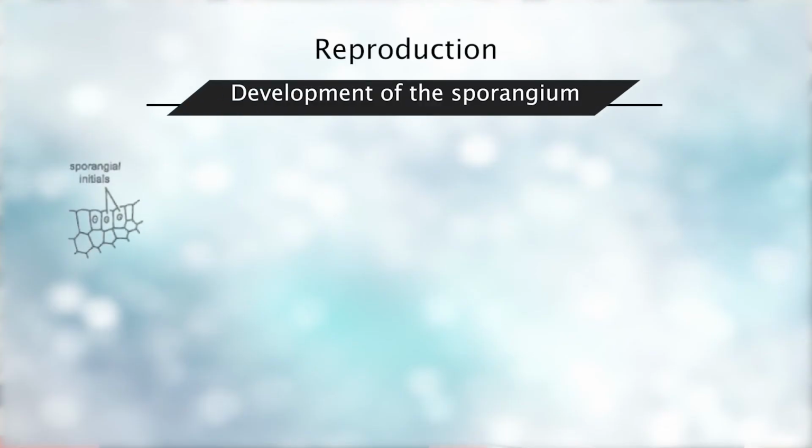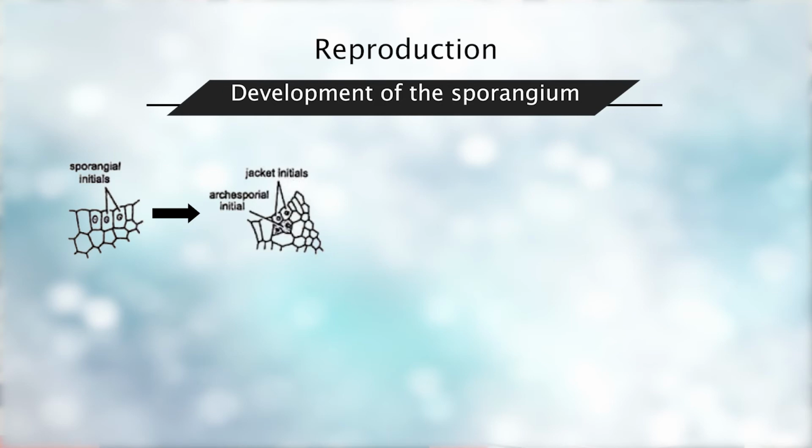Now, we will be discussing the development of the sporangium. This sporangial development is usually eusporangiate type. So, it will be formed from a group of sporangial initials. The sporangial initials are usually the superficial cells. These are the sporangial initials. Now, there will be a division which will form an outer cell and an inner cell. The outer cell will form the jacket initials, whereas the lower cell will form the archesporial initial.